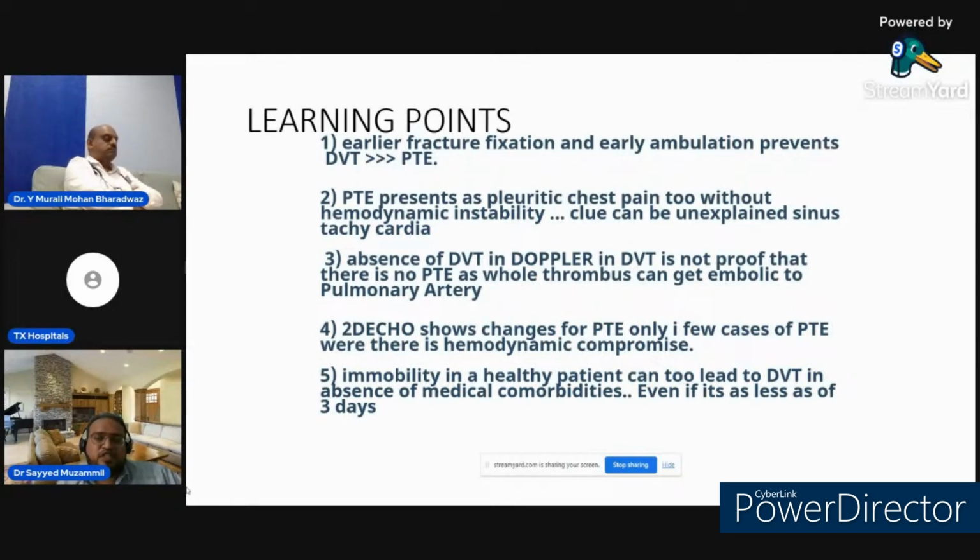Immobility in a healthy patient can also lead to DVT in the absence of medical comorbidities, even if it is as little as 3 days. In guidelines, it is said that if a patient is immobile for even 3 days without anticoagulation, he is a candidate for lower limb Doppler and D-dimer test, because immobility of 3 days, even without any comorbidities in a young healthy patient, can also lead to formation of DVT.